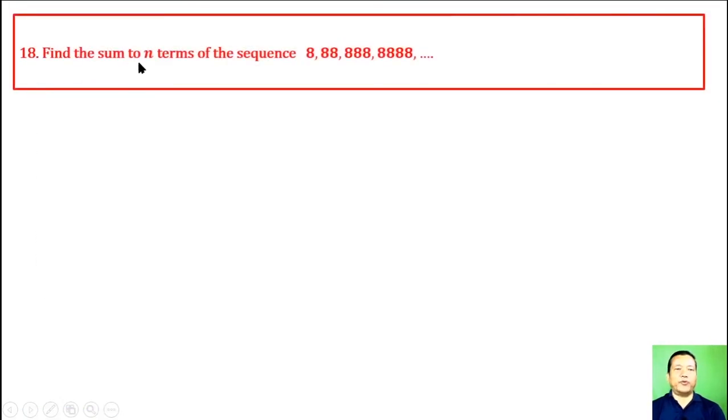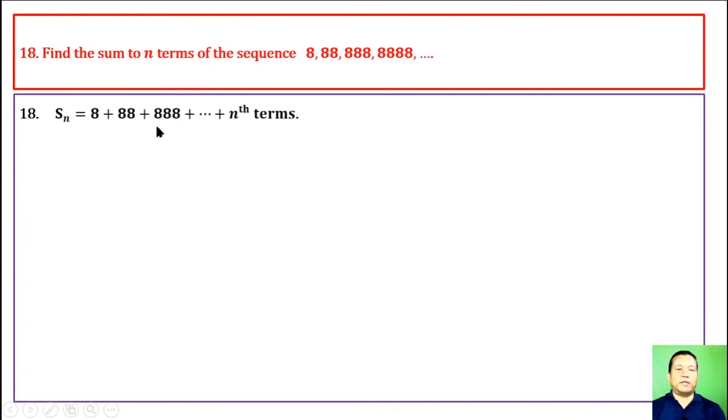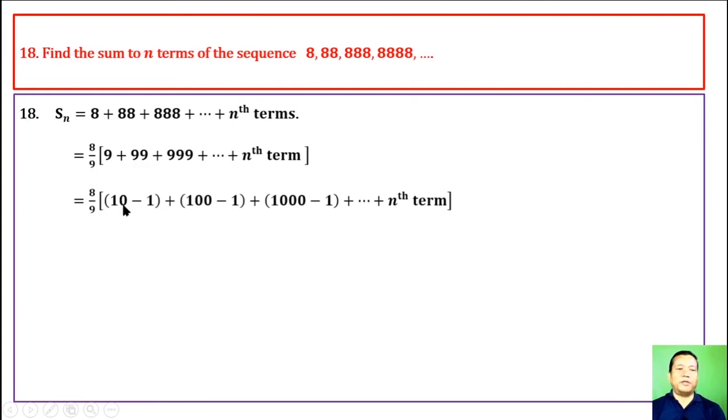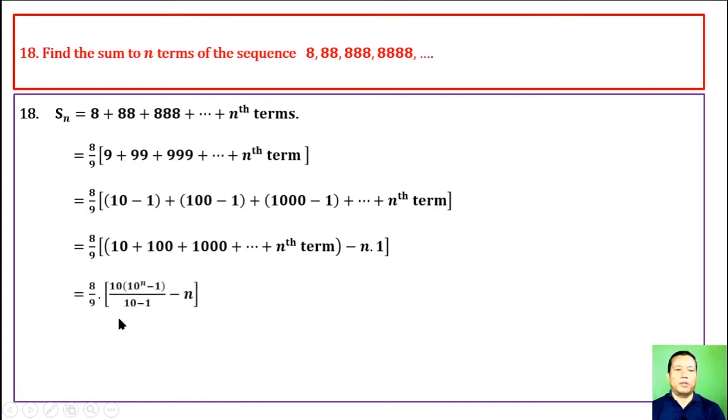Question number 18. Find the sum to n terms of the sequence 8, 88, 888. We have to find the sum to n terms of the given sequence. Sn is 8 plus 88 plus 888 plus n terms. Taking out 8, and again taking out 1 by 9, we get 9 plus 99 plus 999 plus up to n terms. And 9 can be written as 10 minus 1, 99 can be written as 100 minus 1, and so on. Combining the first terms we get this, and combining the second terms we get minus n times 1. Applying GP we get this, and the sum to n terms is this.